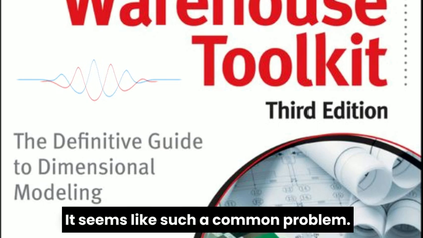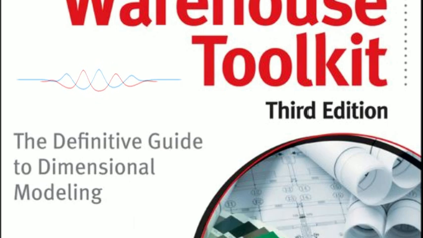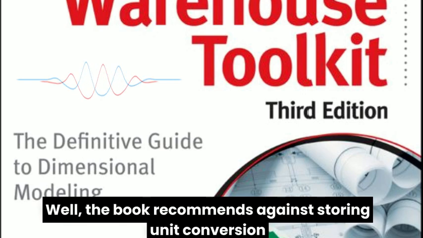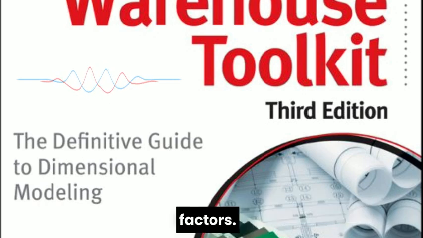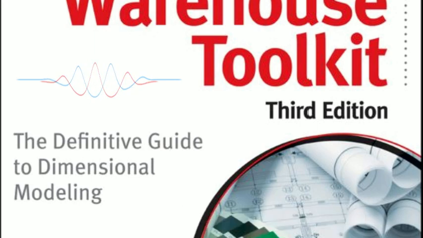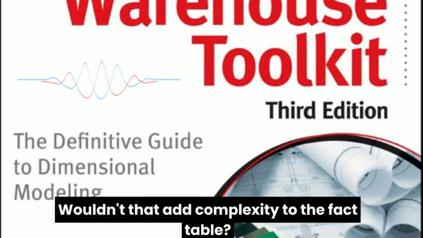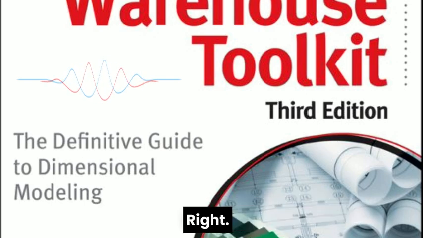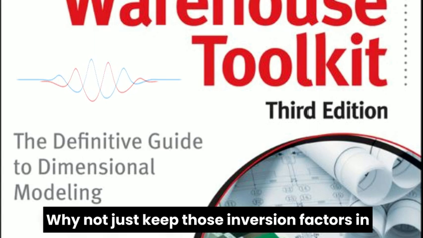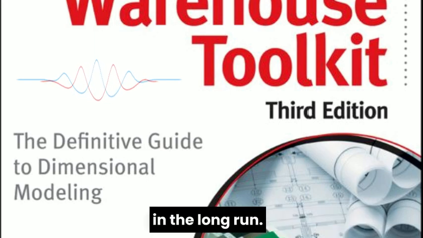It seems like such a common problem. It is. How does the book suggest we handle this in our fact tables? Well, the book recommends against storing unit conversion factors in the product dimension. Instead, those factors should be included directly in the fact table. Now, hold on. Wouldn't that add complexity to the fact table? It might seem that way. Why not just keep those conversion factors in the product dimension? It's tempting, but trust me, it makes things much cleaner in the long run.